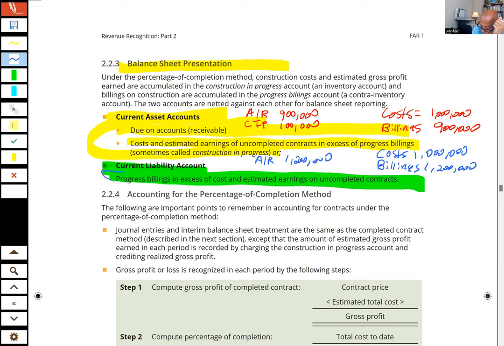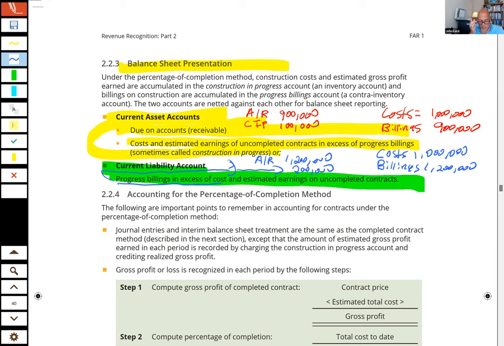But then we would show this account, billings in excess of cost. And the billings in excess of cost here are going to be 200,000. And that, of course, is going to be a liability, right? That's a current liability. Okay.